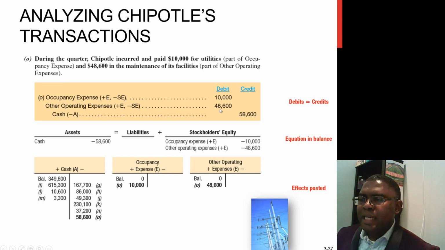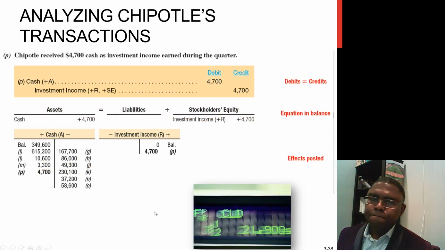It's going to take a debit balance, and the company is making cash payments. So when we add all of this, it is equivalent to 58,600. Cash is an asset. Asset is going down. It is going to take a credit balance. Then we ensure that the balance sheet equation balances, and then we post this transaction to their respective T accounts.